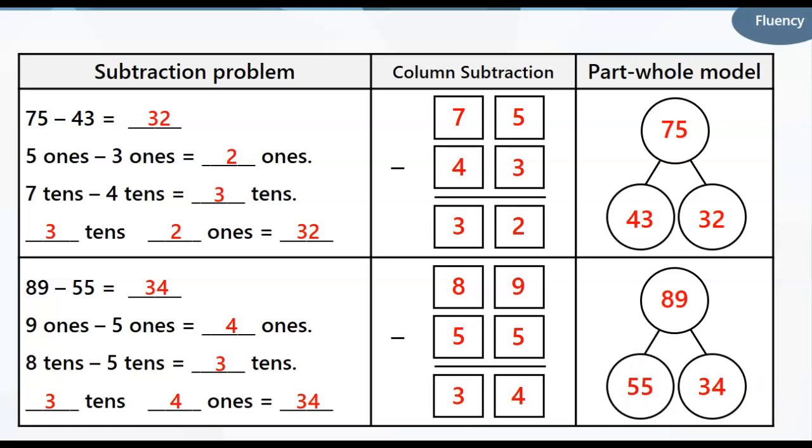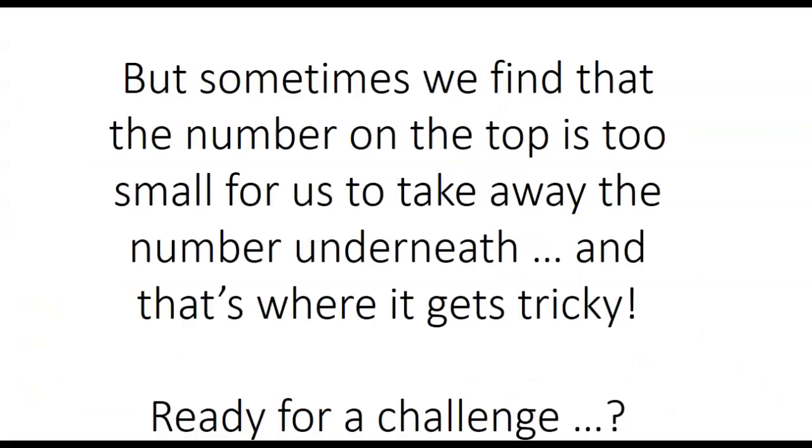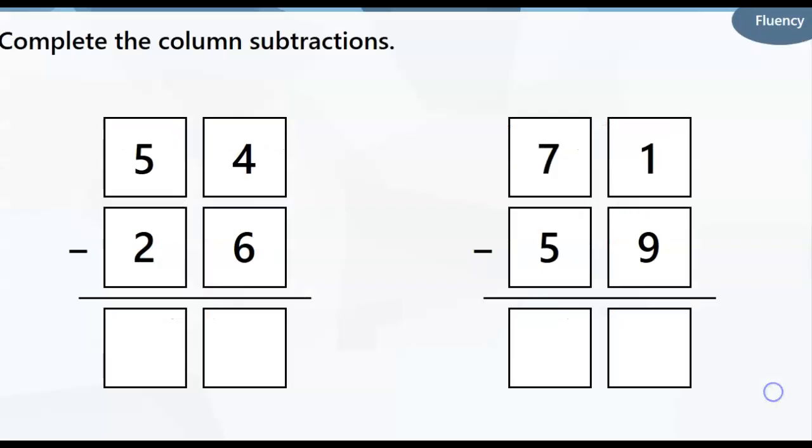So now let's get started on something tricky. This is where I have a number on the top that's too small to take away from the number underneath. And that's where it gets a little bit tricky, and you're ready for a challenge. This is called exchanging. So if we have a look at the first question, I have 54 take away 26. Can you see my 4 here? If I have 4 fingers up, I can't take away 6 of them. So this is where it gets a little bit more challenging.